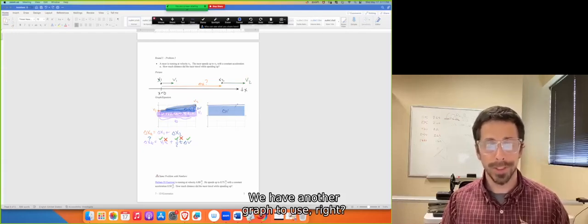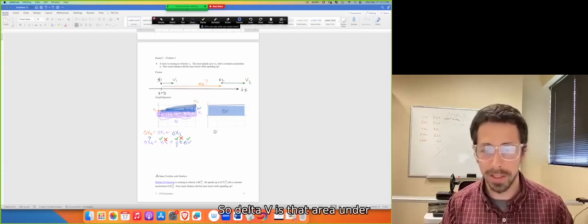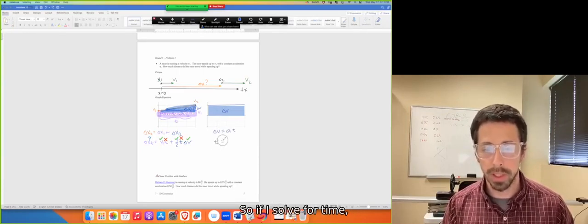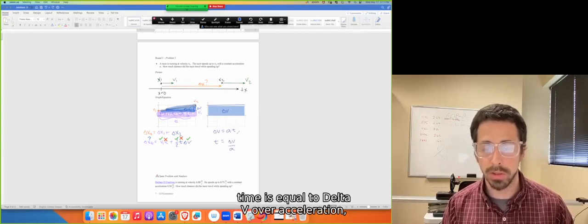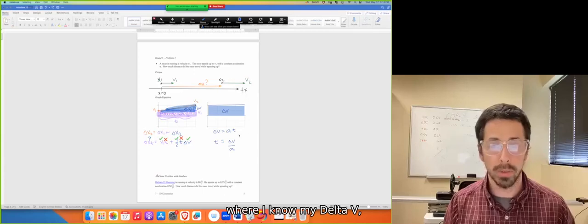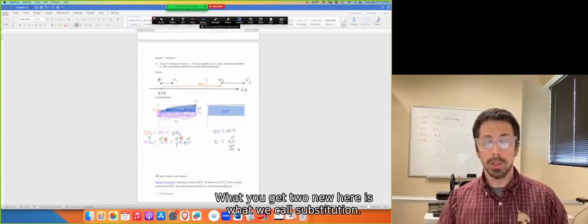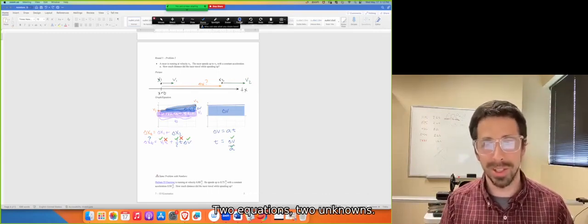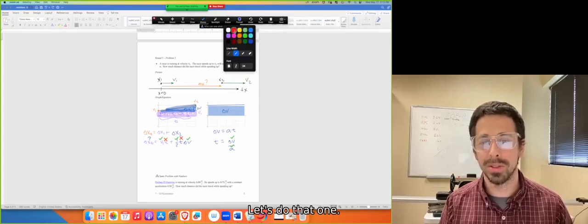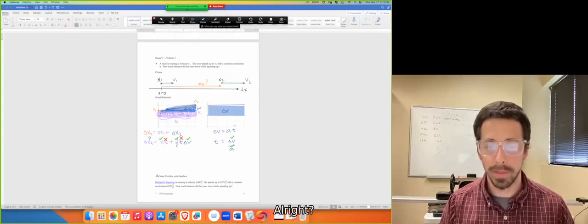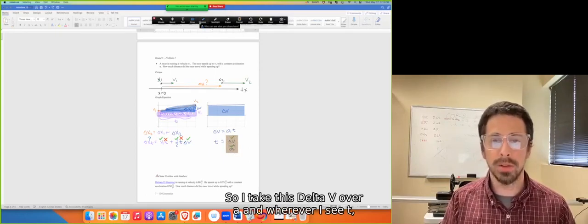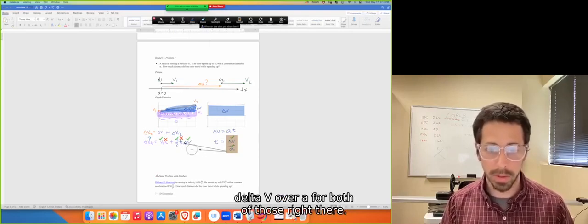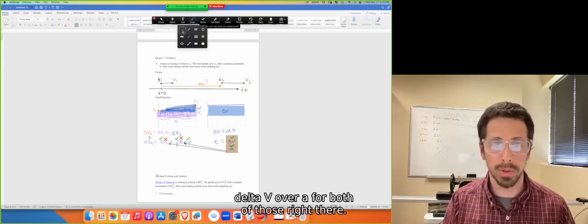We have another graph to use. So delta v is the area under this graph. It's equal to acceleration times time. So if I solve for time, time is equal to delta v over acceleration. I know my delta v, and I know the value of acceleration. So what you get to do here is what we call substitution. 2 equations, 2 unknowns. I take this delta v over a, and wherever I see t, that's what I put. So I put delta v over a for both of those.